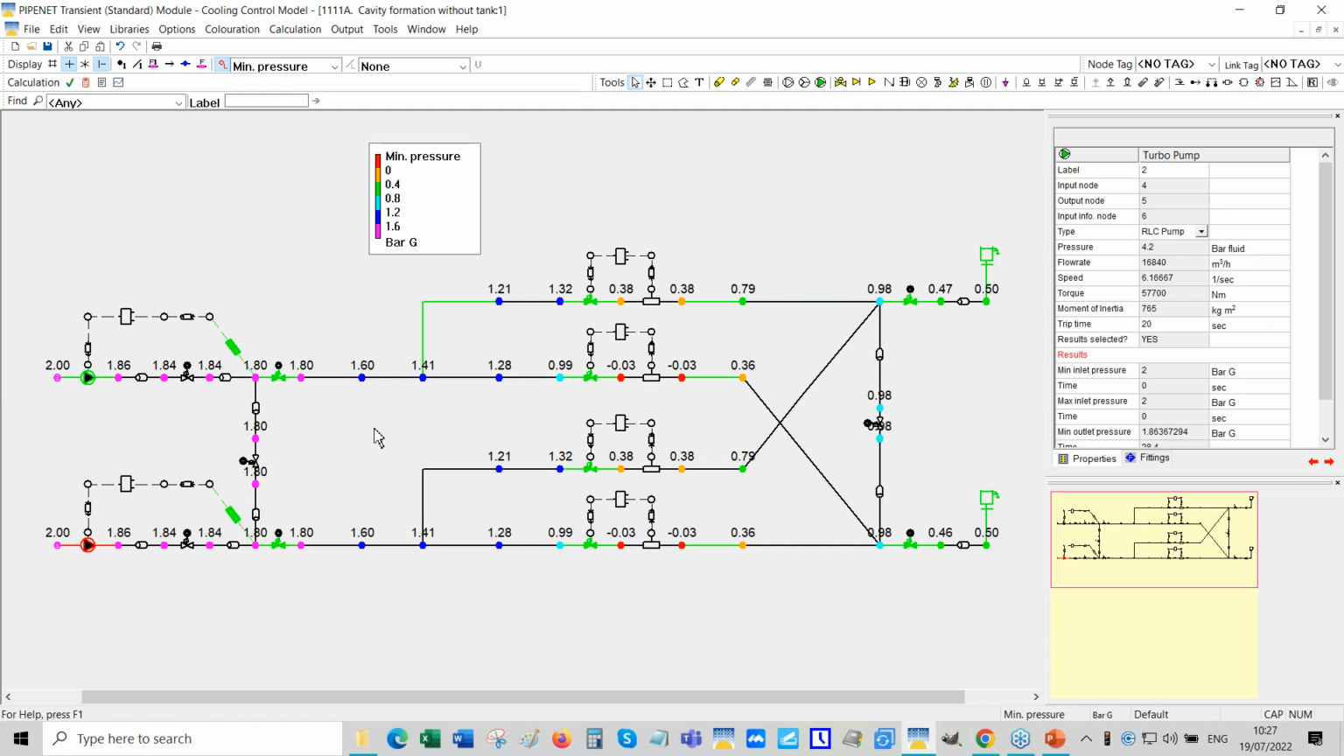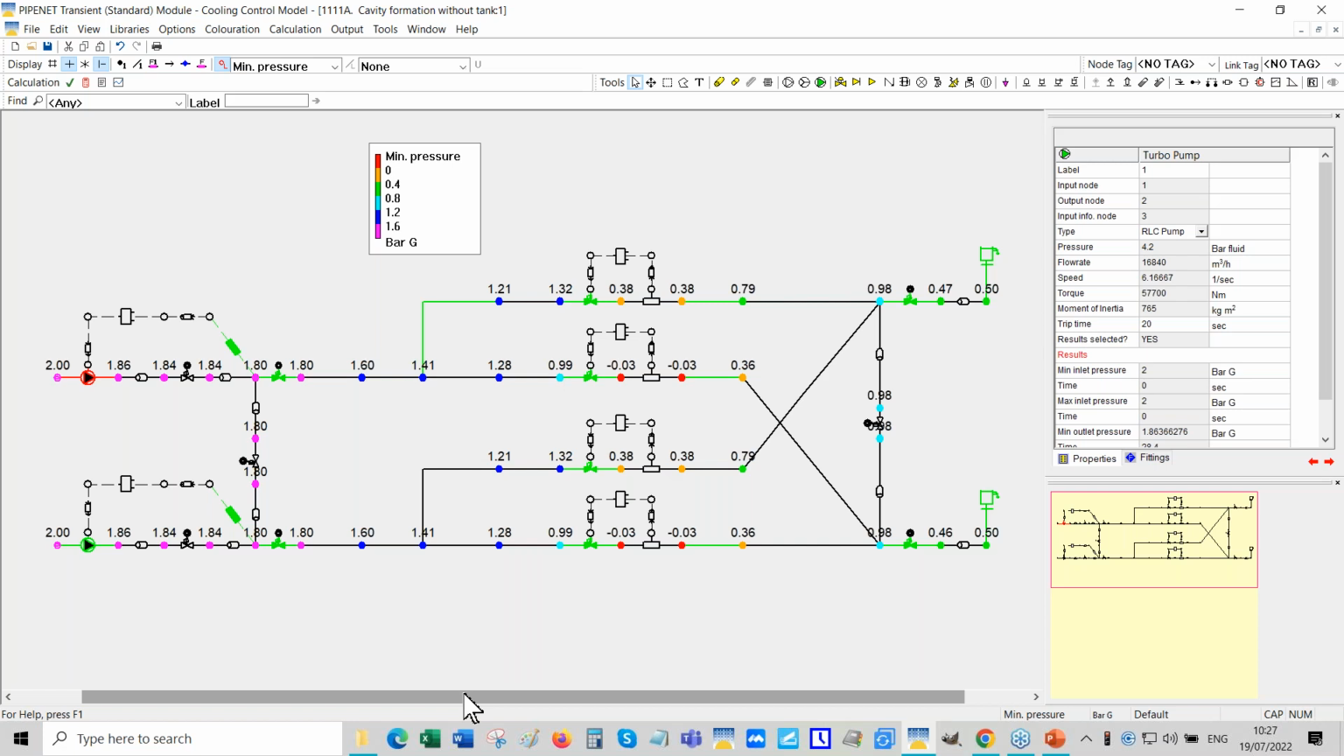I explained the reason. The reason is that the initial flow rate is higher. So when this is a turbopump model that's used, the vacuum pressure that you create because of the higher flow rate will be more. That is why it doesn't go to increase by 2 bar. So you see, we didn't model cavitation here.